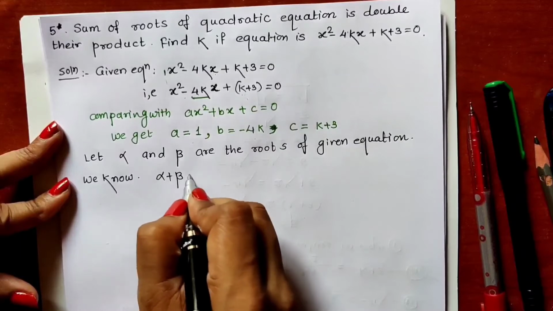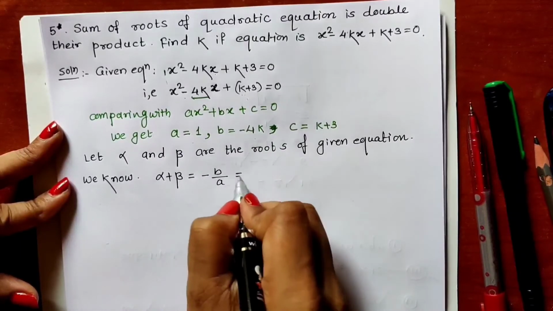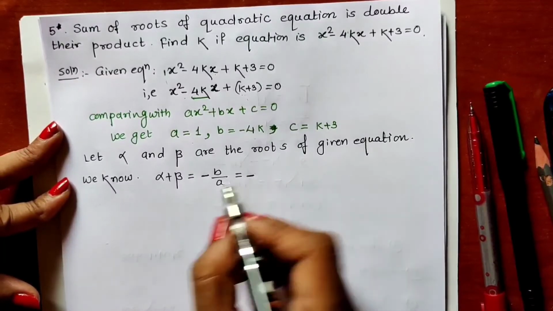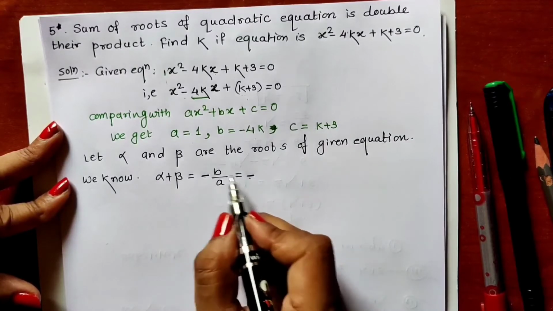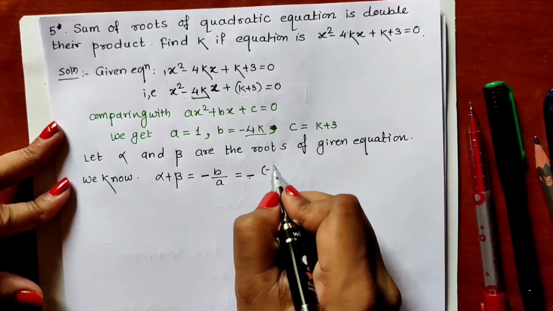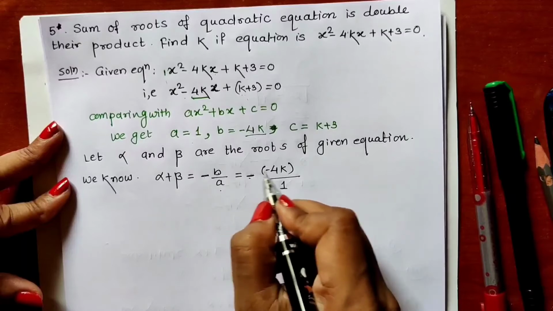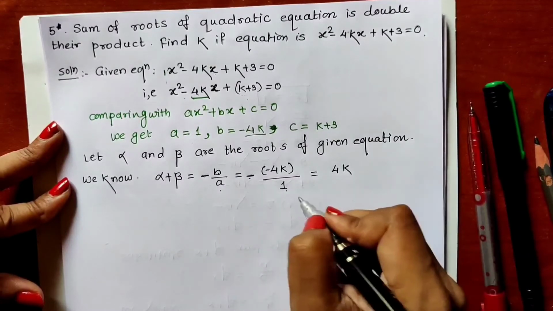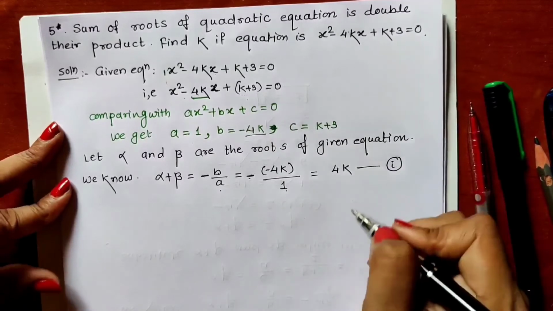Okay, so we know alpha plus beta is equal to minus b upon a. Alpha plus beta formula is minus b upon a. So minus sign we write from the formula, and now write the value of b. b value is minus 4k. So I write minus of minus 4k upon a value is 1. So minus minus will become plus, plus 4k upon 1. We don't write when 1 is there in the denominator. So let it be equation number 1.